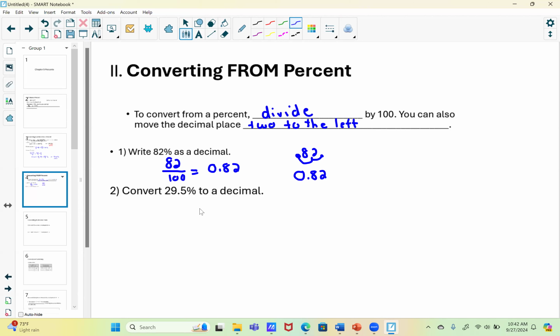We want to convert 29.5% to a decimal. Anytime we change it to a decimal, we divide by 100. Now I know this is already a decimal, but because it's a percentage, we want to change it out of a percentage completely. So again, we're dividing by 100. If you do that in your calculator, you get 0.295. And again, you can just think about it as: here's my decimal, I'm going to move 2 to the left, and then my decimal goes in front of the 2. So that's how we convert.